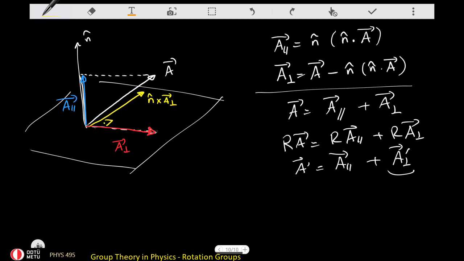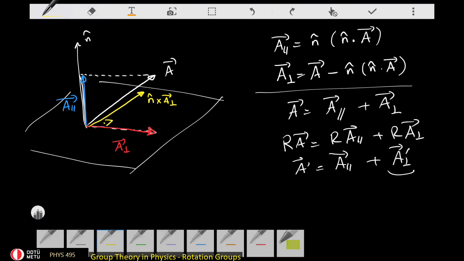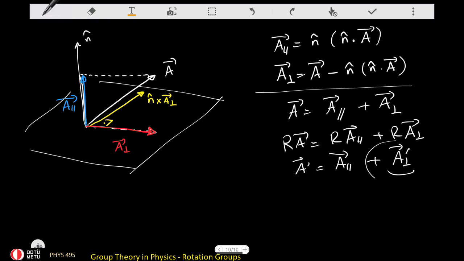So you can think of this as like a vector in the x direction, and this is a vector in the y direction. You can also think of it like that. In any case, this is what I'm going to do. I can really see that the A perp prime in here can be written as cosine theta times A perp plus sine theta times n cross A perp.